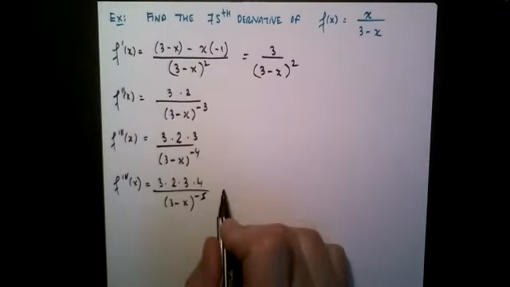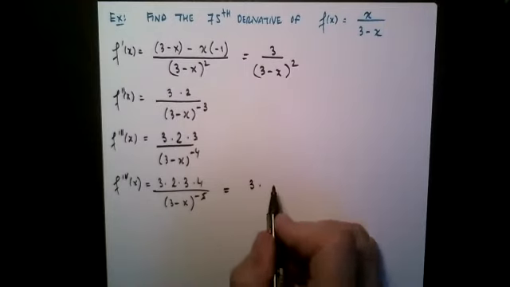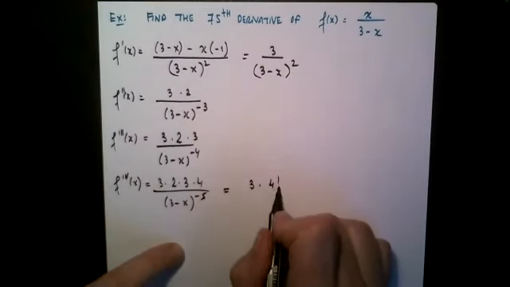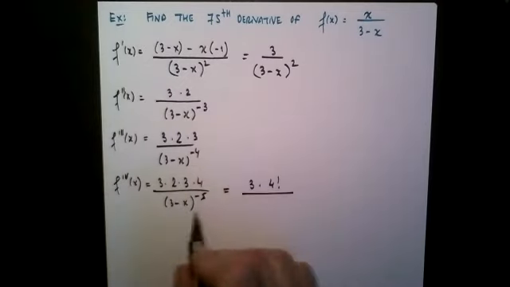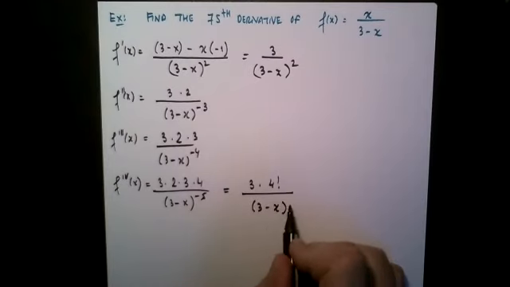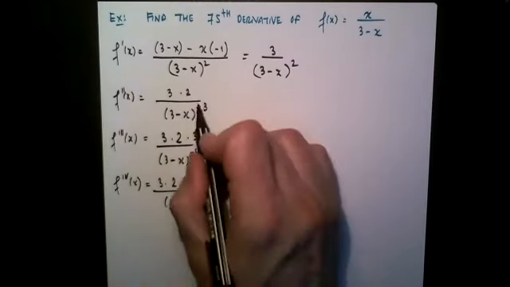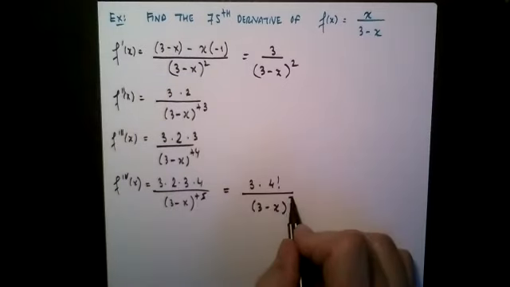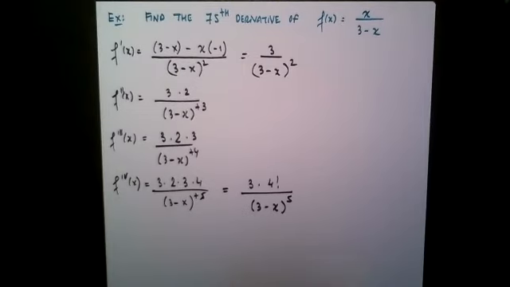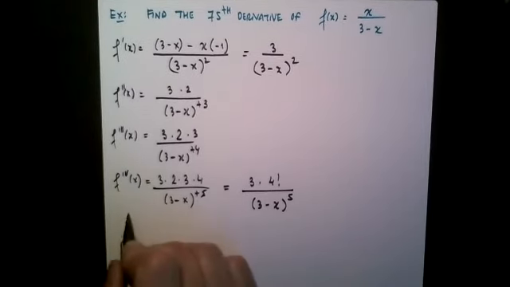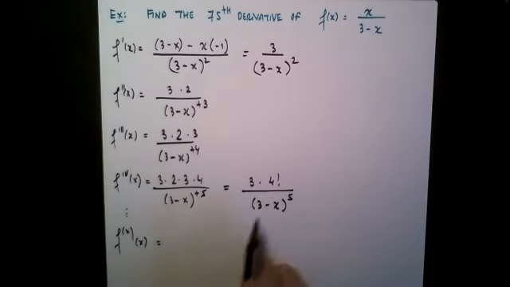Okay, so basically, this is 3 times, so this is 4 factorial, right? 2 times 3 times 4 is 4 factorial. We've talked about this before. Over 3 minus x. Oh, there's no minus here, sorry. Power 5. Okay, can you give me a general formula here? The nth derivative of f. Can you tell me what that's going to be based on this pattern here that I recognize?